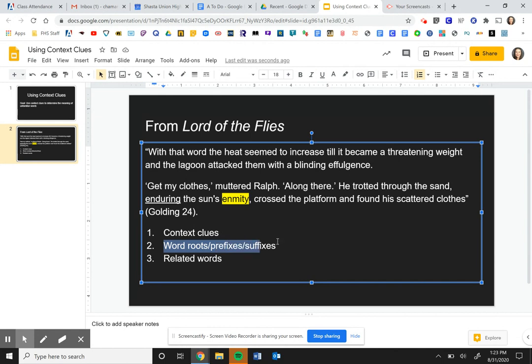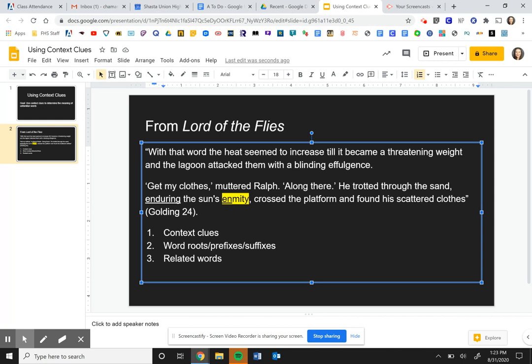Next, I'm going to look for the second thing, word roots, prefixes, and suffixes. So that's another tool I could use to try to determine the meaning of that unfamiliar word. It's not too useful in this situation, but I do see this prefix en, meaning within. So I'm going to note that, although that still doesn't really unlock the word for me.